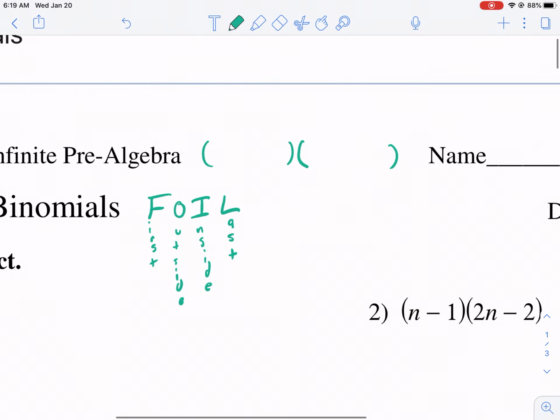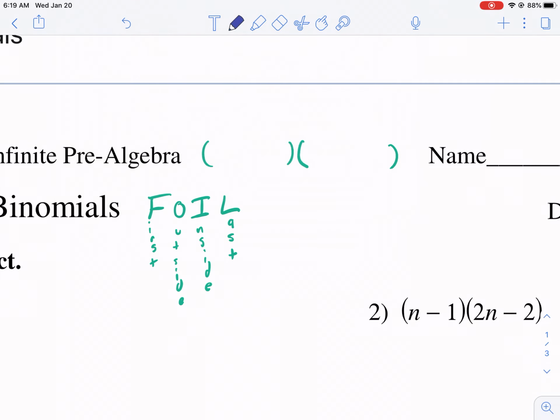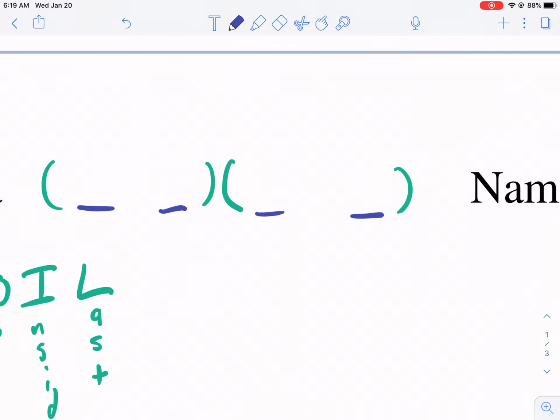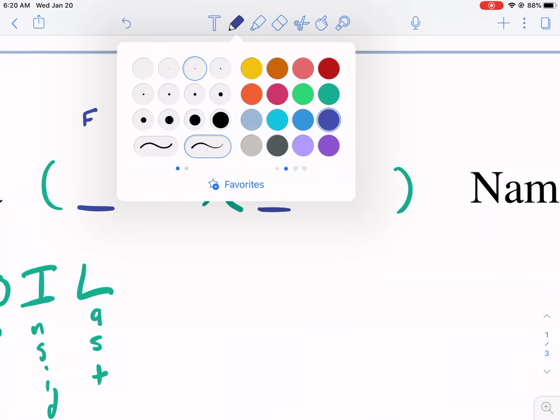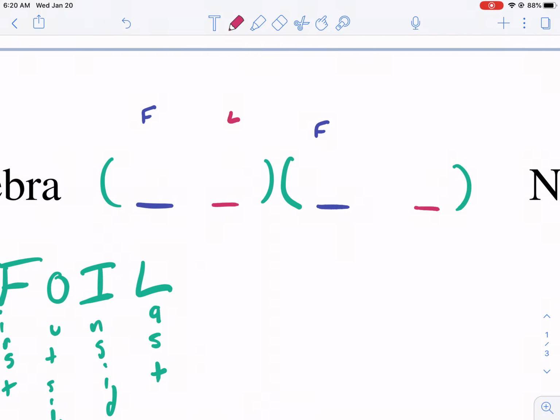Okay. Now, as we have a binomial, you'll notice that we have certain positions. I call them slots. So we have a slot here, a slot there, a slot here, and a slot there. Two slots for each parentheses. So the first slot in each parentheses is called the first term. So here we have the first slot, and I labeled it with an F. Now I want to change the colors a little bit. Let's change this to magenta. We call this the last slot. So if that's the first slot, then that's the last slot.